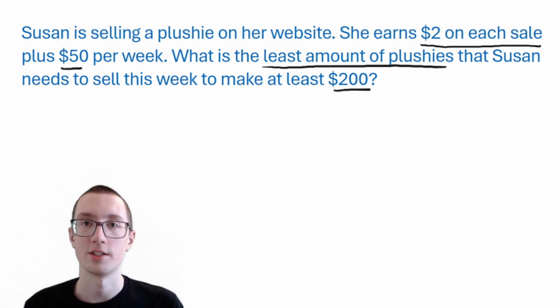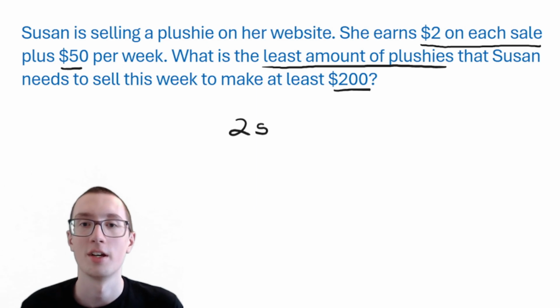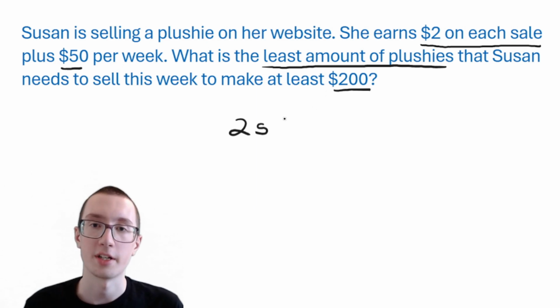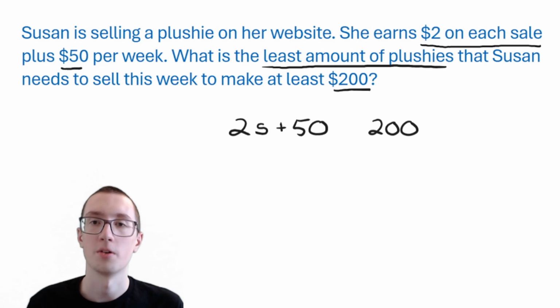So let's go ahead and write this as an inequality. $2 on each sale, so we're going to put the number 2 times however many sales she has, which we don't know yet. That's what we're trying to find out. So we'll just put the letter S for sales. She also earns $50 per week, and that 50 stays the same every week. So we're just going to put 50. And on the other side, we're going to have 200 because that's her goal.